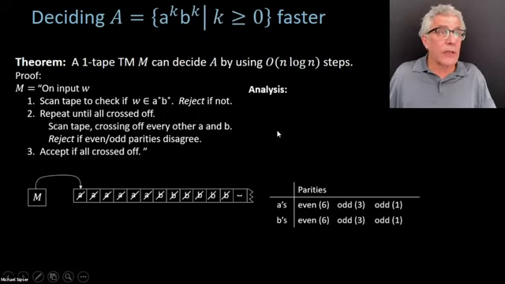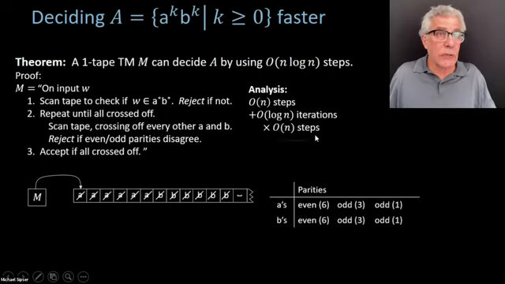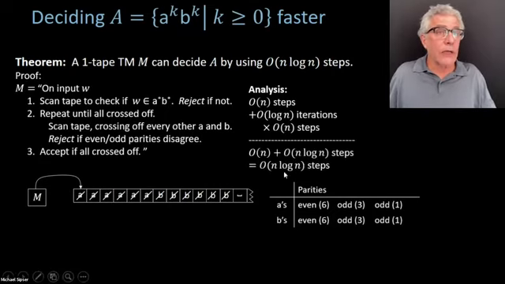Okay, so now getting to the analysis here, again, order n steps to do the check, log n iterations, each scan takes order n steps. So the total running time here is going to be order n log n. Of course, it's going to be the log n times n. That's where the n log n comes from.